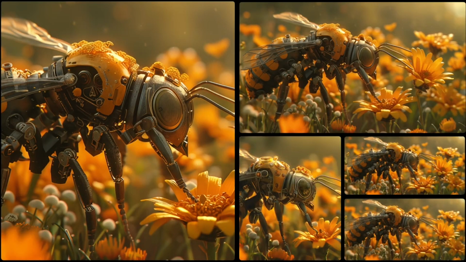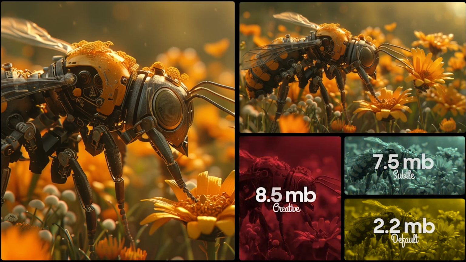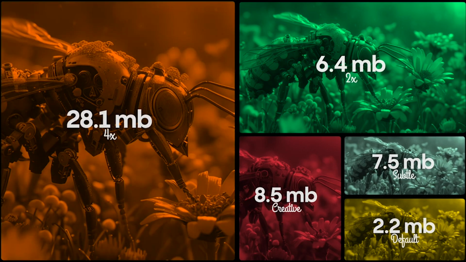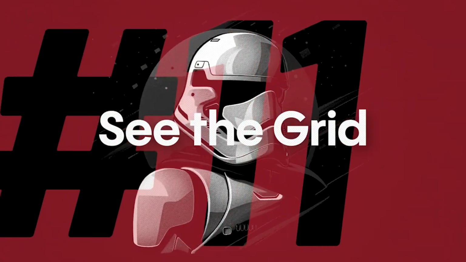Check out the difference in file size. Here is the default of 2.2 megabytes. The subtle upscaler equals 7.5. The creative upscaler is 8.5 megabytes, but if we do that trick, the 2x is equal to 6.4, and the 4x is 28.1. Tip number 11, here's a little trick for the website.